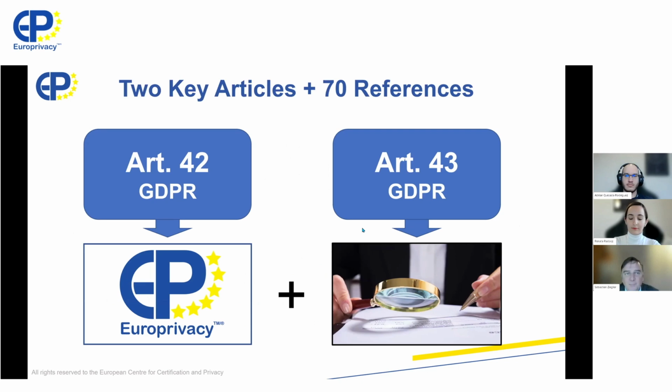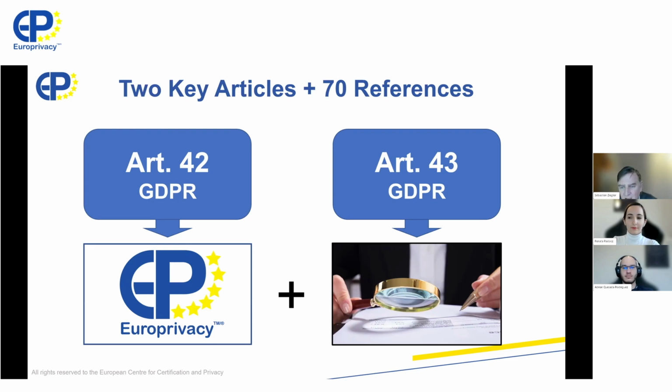There are two main articles in the GDPR for certification, even if there are over 70 references to certification across the GDPR. Certification is mentioned for selecting data processors, for international cross-border data transfer, for many different aspects. But there are two main articles. Article 42, which frames the scheme itself, what is required for a certification scheme, and that's what led to the recognition of Europrivacy as European Data Protection Seal. And then we have Article 43, which provides the requirements for certification bodies to be qualified to deliver certificates.